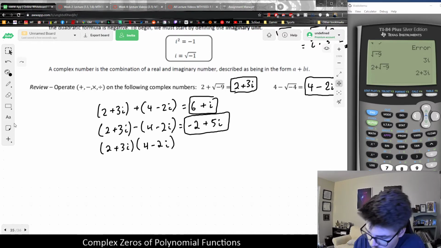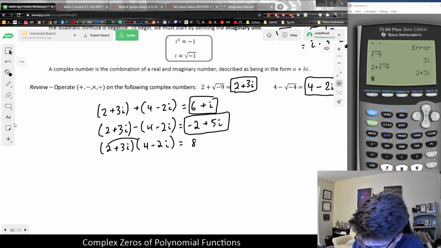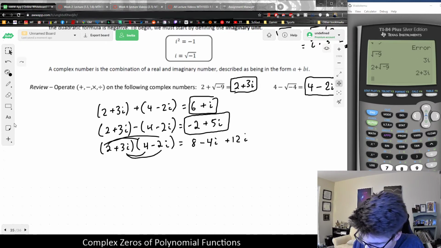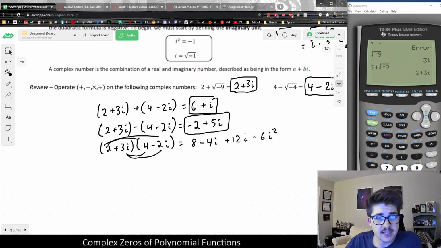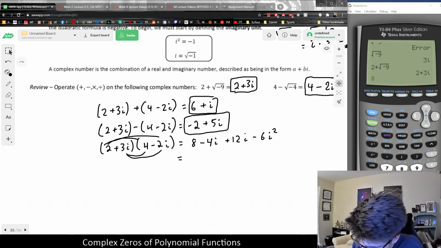So what I would get is, well, 2 times 4 is 8. 2 times minus 2i is minus 4i. 3i times 4 is plus 12i. And then 3i times negative 2i is negative 6i squared. The one different thing about this is, well, of course I could combine like terms there and have 8 minus 4i plus 12i is plus 8i.